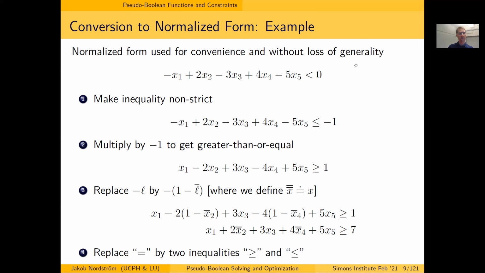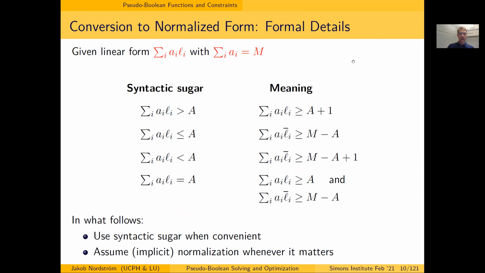Also, if we have an equality, we just replace that by two inequalities, a greater than or equal, and a less than or equal, and then we do this transformation for both of these constraints. So in view of this, we will always think of constraints as being in normalized form, but we can also freely allow ourselves to use syntactic sugar when convenient.